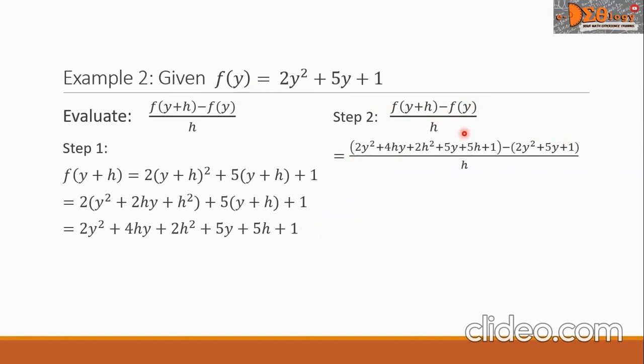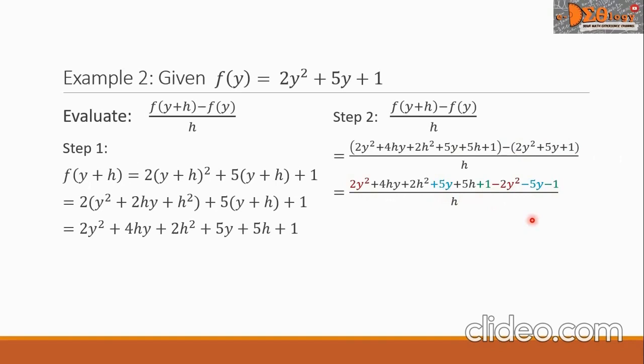In the first group, which is a big group, we can directly remove the grouping symbol. While in the second group, it is preceded by a negative sign. We must change all the signs of all the terms of the second group. So we have now 2y squared plus 4hy plus 2h squared plus 5y plus 5h plus 1. Then this negative 2y squared minus 5y minus 1.